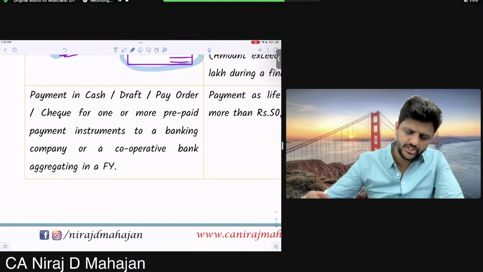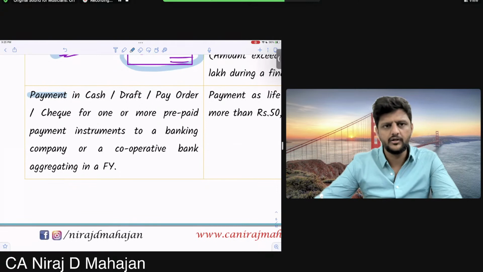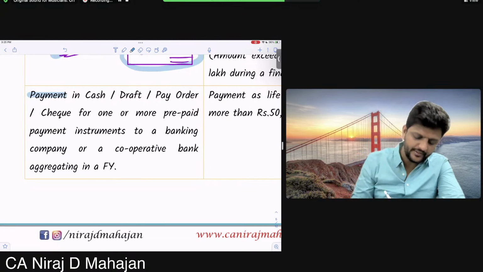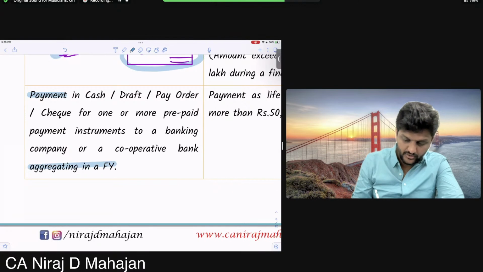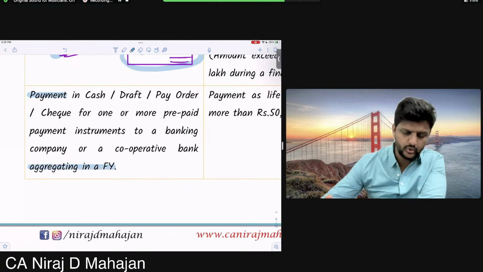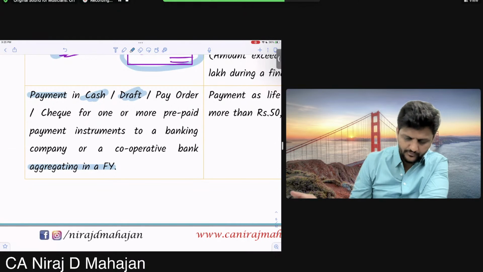Payment in cash, draft, means again demand draft, pay order, check for one or more prepaid payment instruments to a banking company or cooperative bank aggregating in a financial year. So again बच्चों, payments more than 50,000 through cash, draft, pay order or even check. Okay.